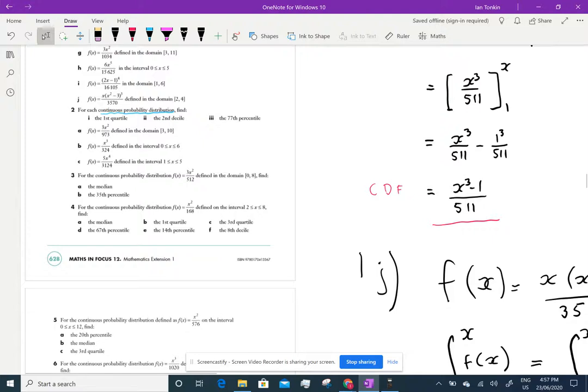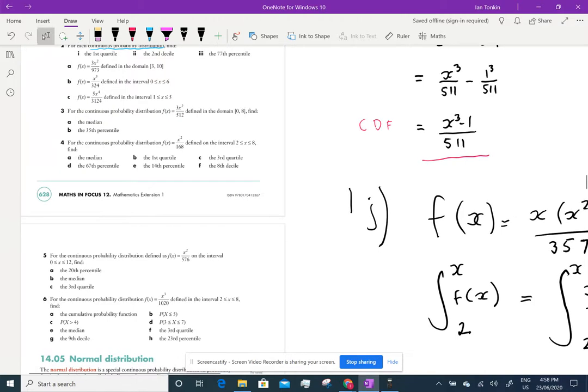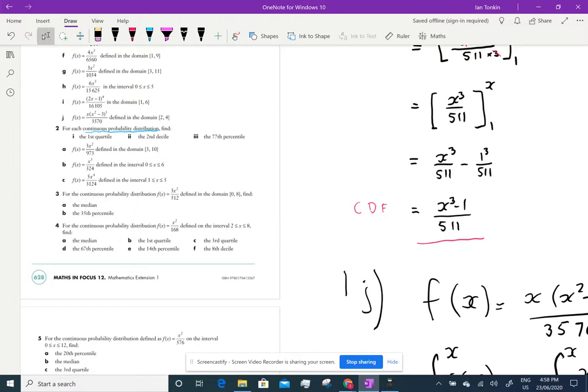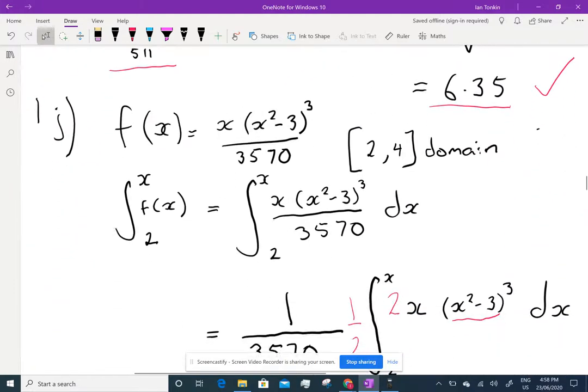So when you're doing questions 2 and 3, they ask you to find percentiles and medians and third quartiles. So I'm just going to do 2A. I've got to find the first quartile, the second decile, and the 77th percentile. And I got 3x squared on 973. So let's take that one.